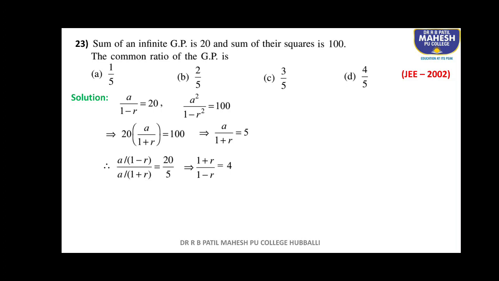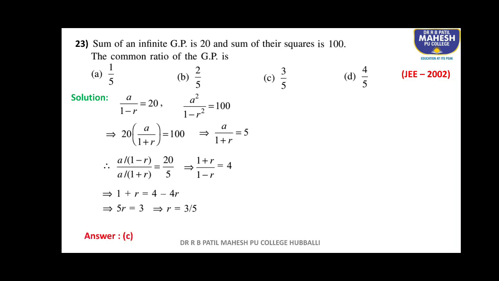We can transfer that 1 minus R to the right hand side. Therefore 1 plus R is equal to 4 minus 4R. Now we can transfer all those elements to one side, so it becomes 5R is equal to 3. Therefore R is equal to 3 by 5. So that R value is the common ratio of the given GP. Therefore the right option is C.